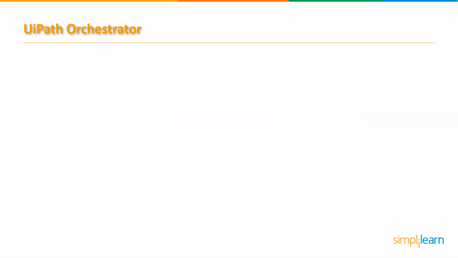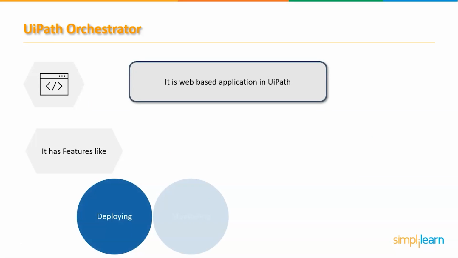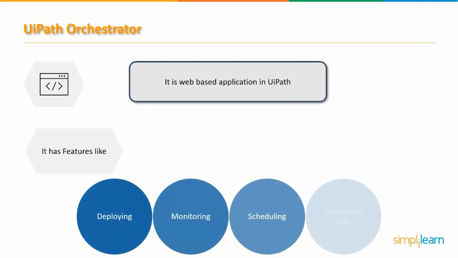Next we have UiPath Orchestrator. The Orchestrator is a web-based application in UiPath. It has features like deploying, monitoring, scheduling, and controlling automated bots and processes. It's a centralized platform for managing and controlling all software bots.